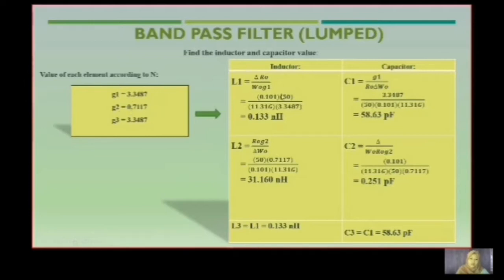After that, we develop the element values to find the inductor and capacitor values. To find these values, we will use conversion formulas. For L1 and C1, we use the shunt LC formula. For L2 and C2, we use the series LC formula. And for L3 and C3, we use the shunt LC formula. L3 and C3 will get the same values as L1 and C1, as they use the same formulas.